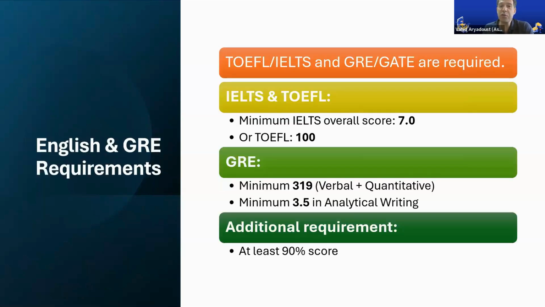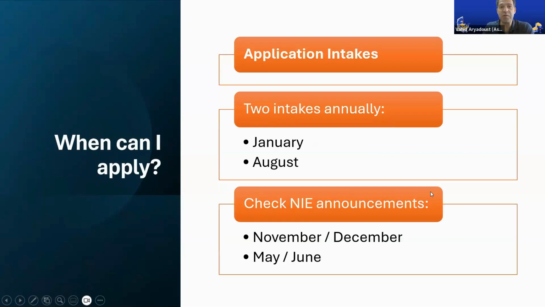And about IELTS and TOEFL scores, an IELTS minimum band score of 7 is required, or a TOEFL minimum score of 100. A GRE of minimum 319, cumulative verbal and quantitative scores, and a minimum of 3.5 in analytical writing is also required, with an additional requirement of at least 90% of scores in the GRE. And these are the requirements that you need to take into account.